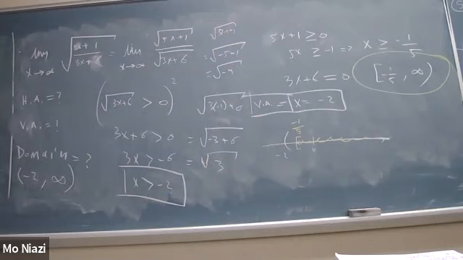So that's our domain. We found our vertical asymptote. We found our domain. What is the horizontal asymptote? We haven't found that yet.